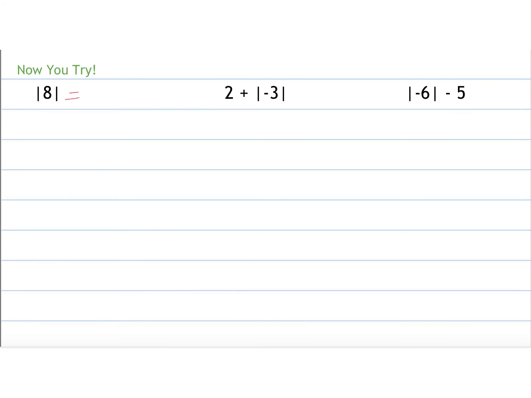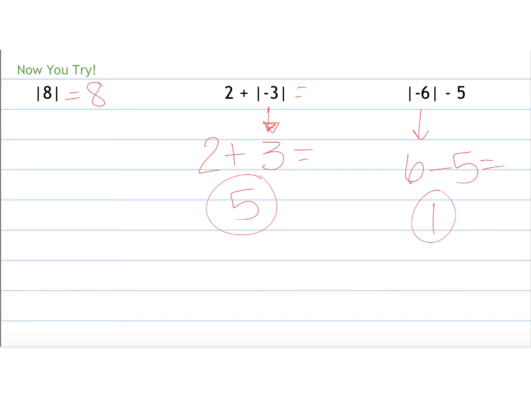So the absolute value of 8 would just be 8. It's not the opposite, remember, it's just the positive number of whatever's inside the absolute value. Here, I'm going to do my absolute value first, so I have 2 plus 3, because the absolute value of -3 is 3. Then I add, and I get 5. Here, the absolute value of -6 is 6, and then I keep the rest, -5, so I get 1. Remember, the absolute value of a negative number is positive. The absolute value of a positive number is also positive.